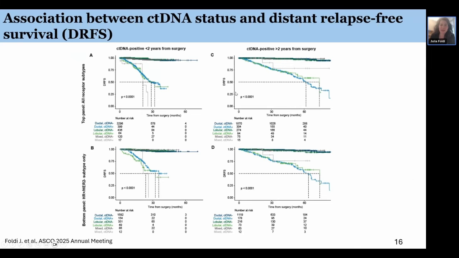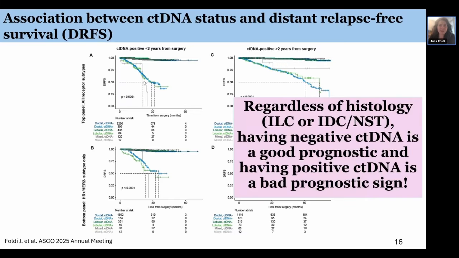When we looked at how patients did, did they have a relapse or not? So this is looking at relapse-free survival. These are complicated curves, but the bottom line here is that if somebody has ctDNA detected in the blood in this setting, that means that most likely they're going to have a breast cancer relapse. And that was regardless of whether they had a ductal cancer or a lobular cancer. ctDNA negativity is a good prognostic sign, while having ctDNA positive is a bad prognostic sign. And we've seen this in many different studies before.